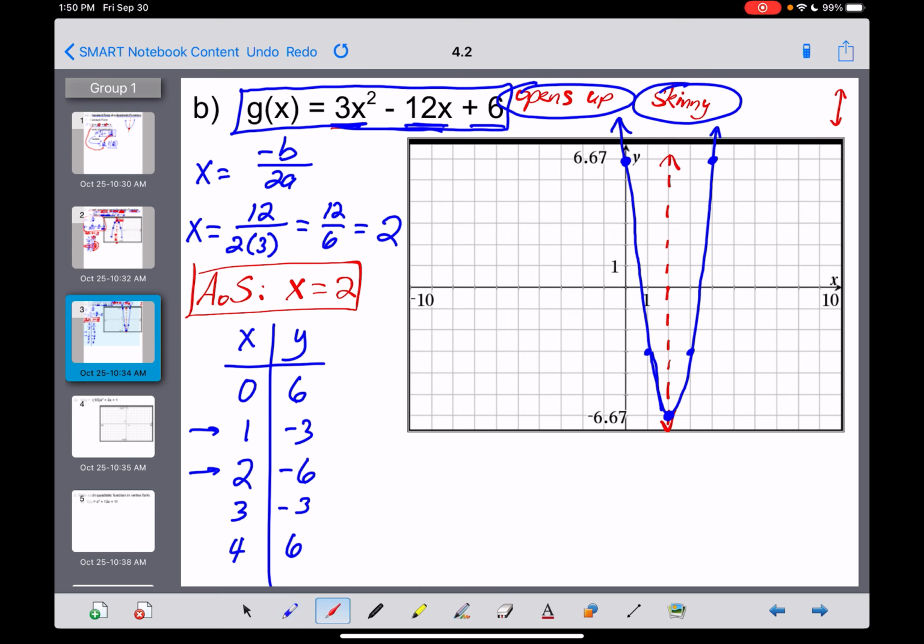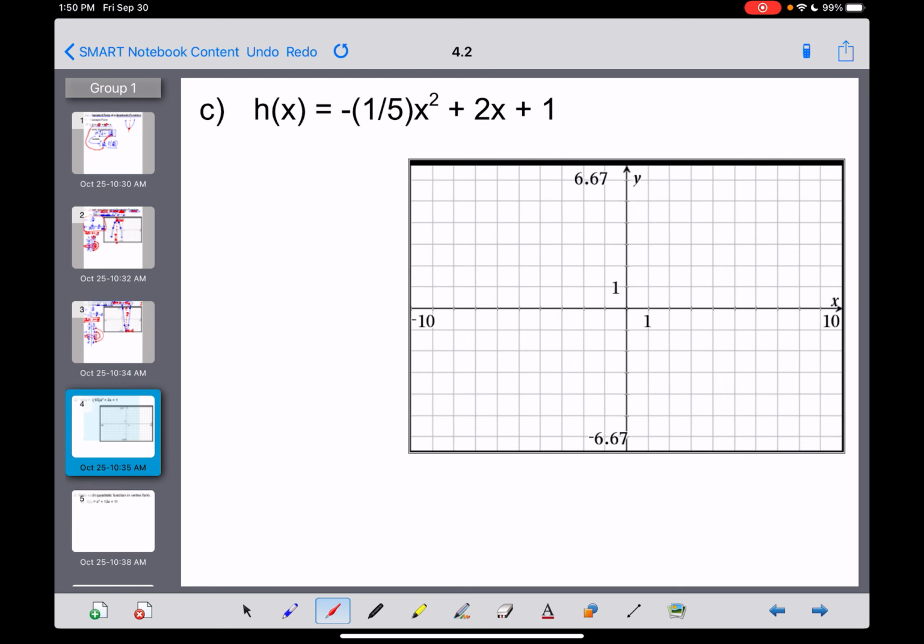So we should label our axis of symmetry at the line x equals 2. And we found our vertex right here at the point 2, negative 6. So I'll label that as well. And once more, guys, notice the symmetry of the table. Negative 3 and negative 3, 6 and 6. If we're doing this right and consistently, we should see that same thing happen in every table that we make. Okay, so that's 2 so far.